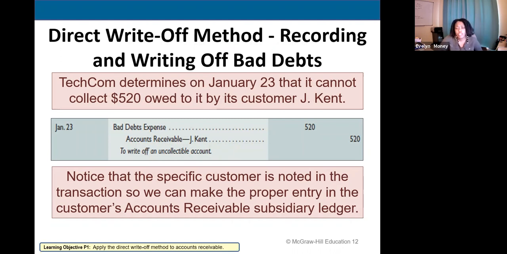So for this one, TechCom determines on January 23rd that it cannot collect $520 owed to it by its customer, J. Kent. Under the direct write-off method, we debit bad debt expense and we credit accounts receivable. We take that customer's accounts receivable off the books and we show that we're not going to be able to collect on that debt. So that's a loss. Yes, we originally recorded it as a sale, but now we can't collect on that sale. So it's some type of loss to us. It is going to reduce our profits.